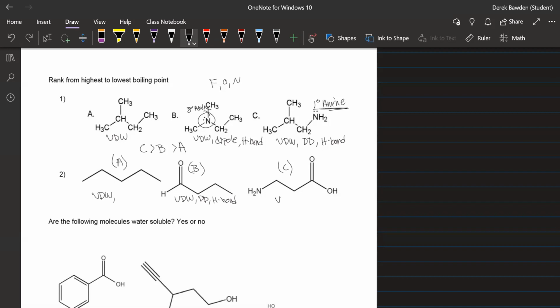Same for C, right? Okay. What's the difference between B and C? It has the nitrogen and an oxygen on C. Yeah, perfect. There's one area of hydrogen bond, one chance for hydrogen bonds, whereas over here we have 1, 2, 3 areas for hydrogen bonds. So C is going to be our highest boiling point, then B, then A.